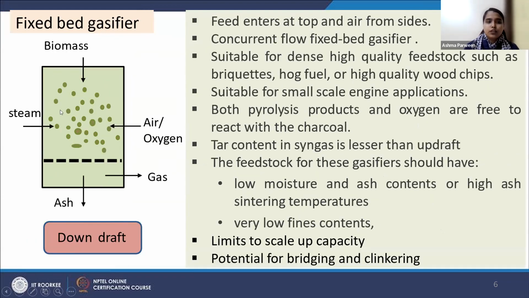So next is downdraft. What happens here is that we provide the biomass from the top of the reactor, and we provide steam and air from the two sides of the reactor. When mixed, the air or steam and the biomass all flow in one direction. So it is concurrent flow, optimum time is provided, and the gas we get from the bottom and whatever is left we take out as ash. This reactor is suitable for small scale engine applications. It is better than the updraft reactor, but it is inferior to fluidized bed and other reactors.